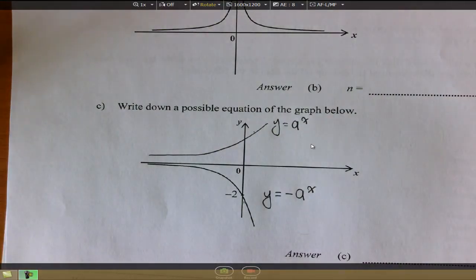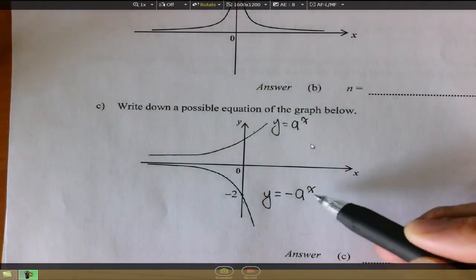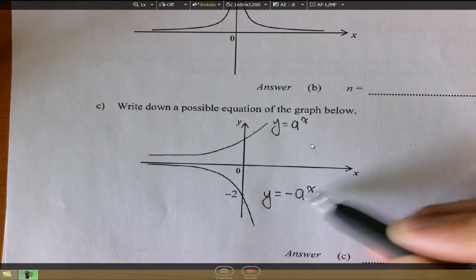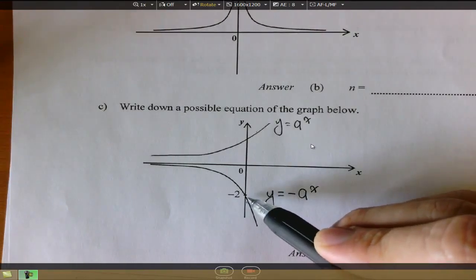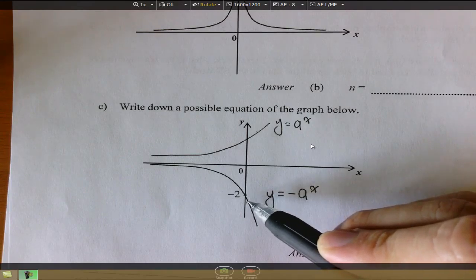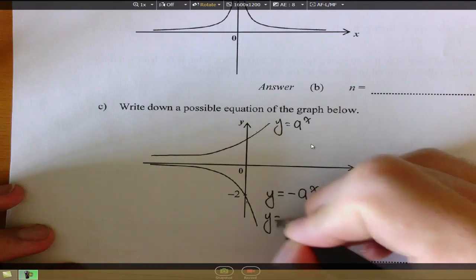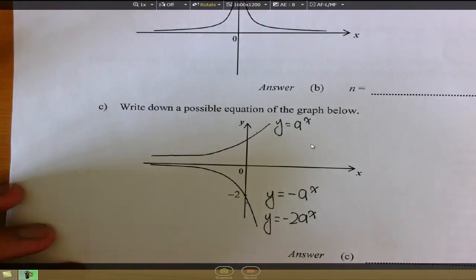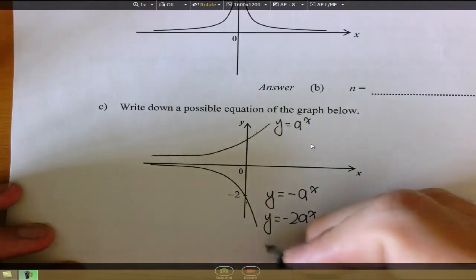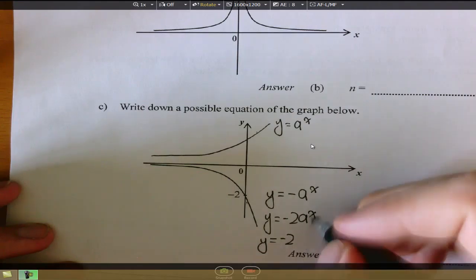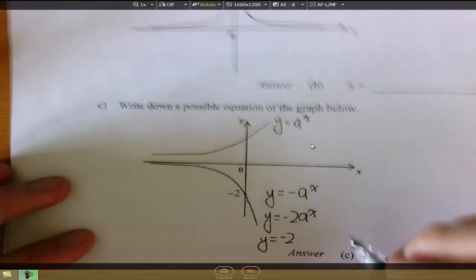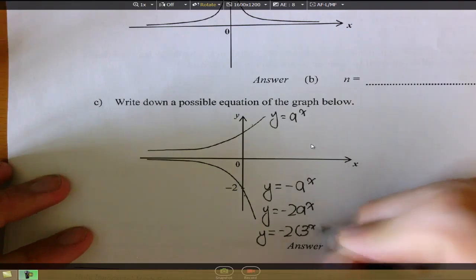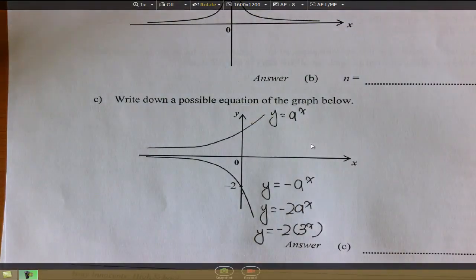Here's a problem, because when x equals 0, a to the power of 0 is 1, you get negative 1. But if you notice, the graph actually passes through negative 2. So we have to add in an extra 2 there, like this, so that when x is 0, anything to the power of 0 is 1, and 1 times negative 2 will give me negative 2, which is the y-intercept. They say write down a possible equation, so let's just change the value of a. A can maybe be 2, 3, up to you. It can be 3 to the power of x. And that is it for question 9c.